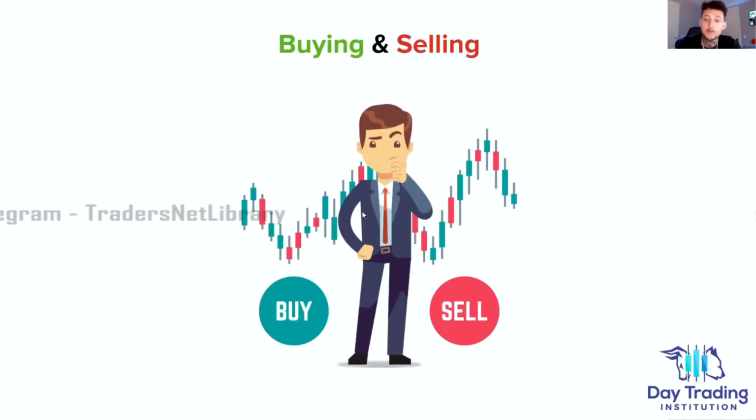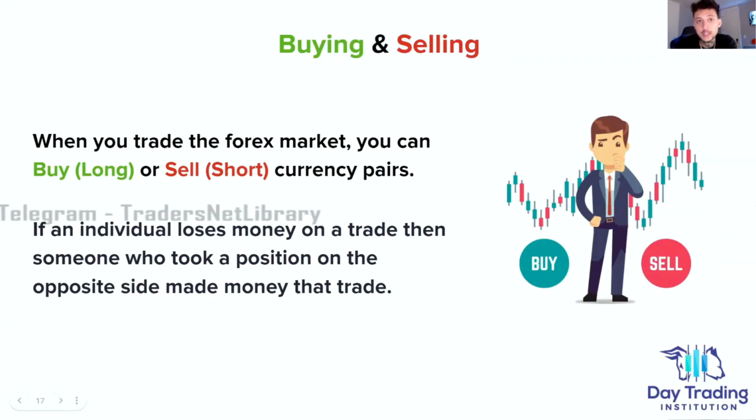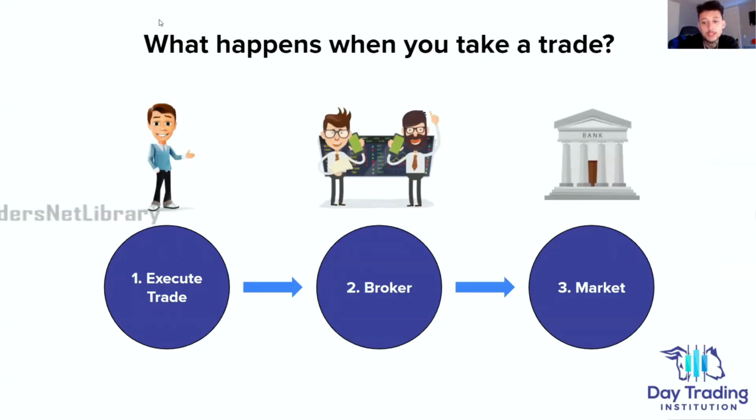Now, buying versus selling, long versus short, these are basic terminology that we as traders use to refer to what positions we're taking within the market. When you trade the Forex market, you can either buy or go long, or you can sell or go short on all currency pairs. If an individual loses money on a trade, then somebody else basically took their position, because for every single buyer, there has to be a seller. So let's say Juan is buying USD JPY and Joseph is selling USD JPY. Let's say Juan loses money in the markets, and that's because Joseph is gaining money in the market. Both a buyer and seller can't win at the same time, because for every buyer, there has to be a seller. Now, what actually happens when you take an actual trade itself?